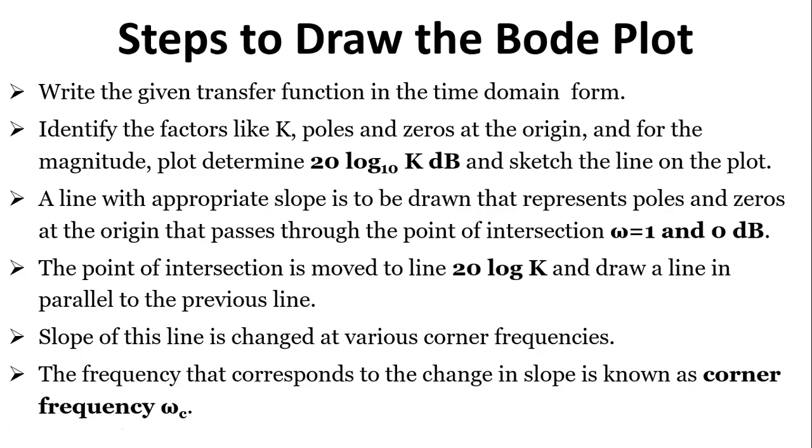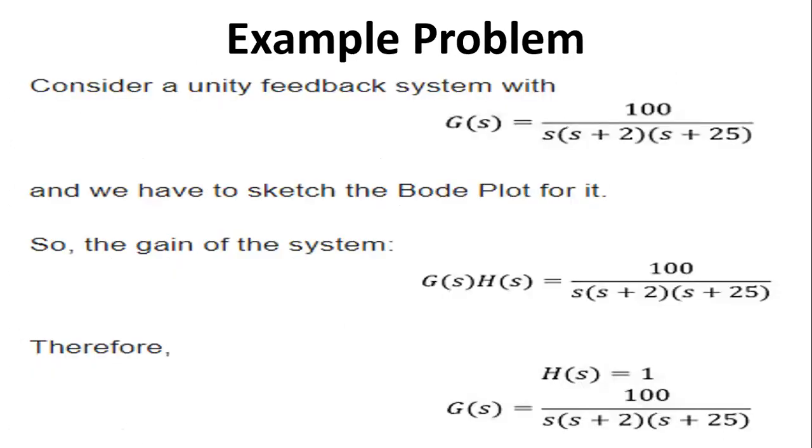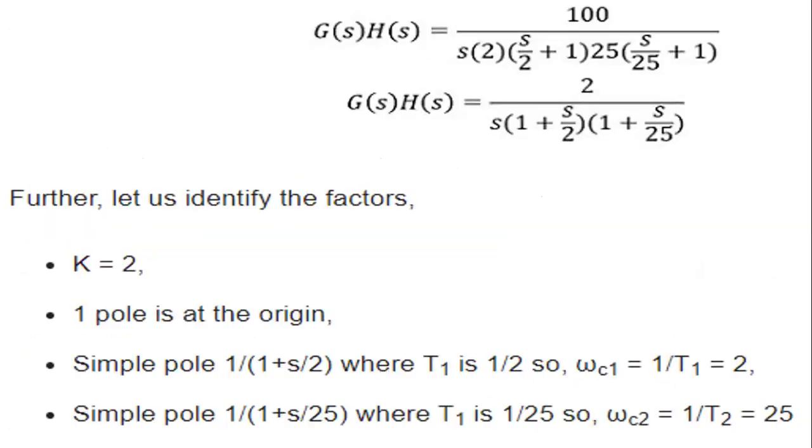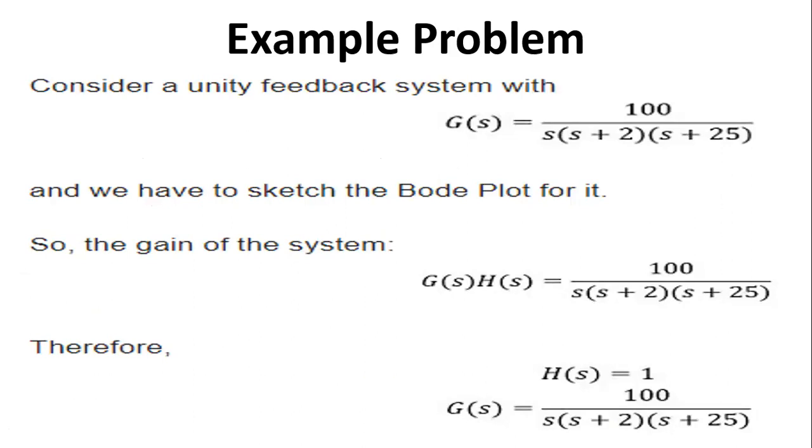Suppose omega C1 and omega C2 correspond to the two corner frequencies. The first change in slope will occur at omega C1, while the next slope will be changed at omega C2. This depends on the factor appearing at the corner frequency. We'll try to understand this in a diagram when it comes here. Now for the time being, let's understand this example.